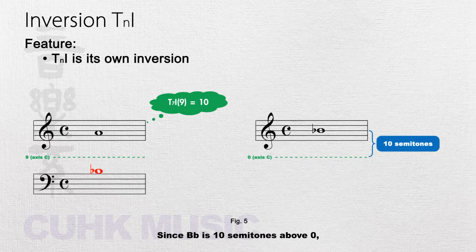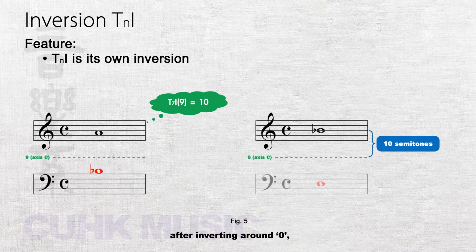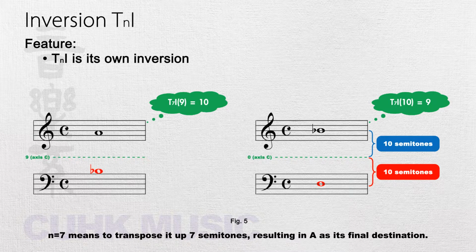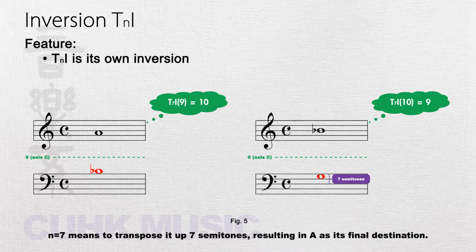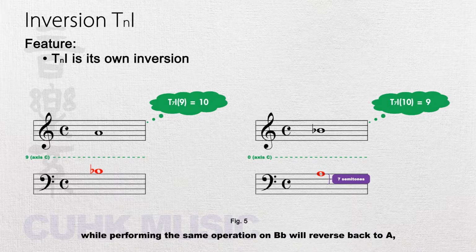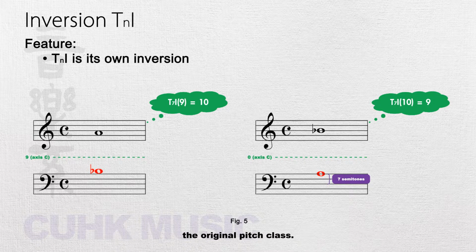Since B flat is 10 semitones above 0, after inverting around 0, it becomes 10 semitones below 0, in other words, pitch class D. n equals 7 means to transpose it up 7 semitones, resulting in A as its final destination. Consider the two inversions in this example. Inverting the pitch class A through T7I gives B flat, while performing the same operation on B flat, we reverse it back to A, the original pitch class.